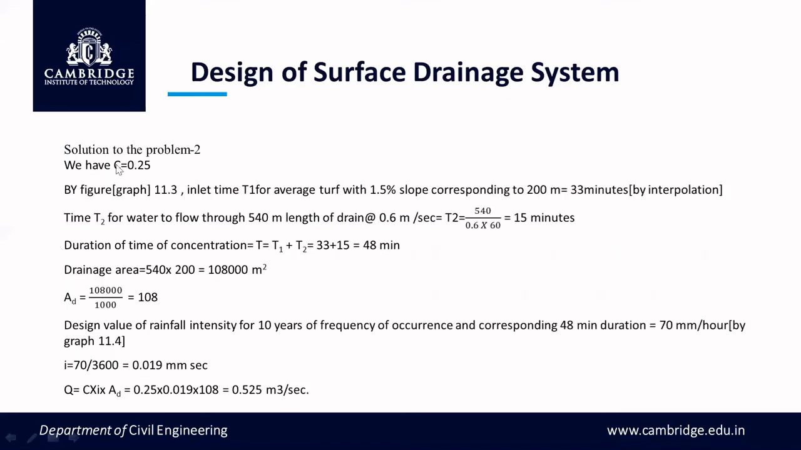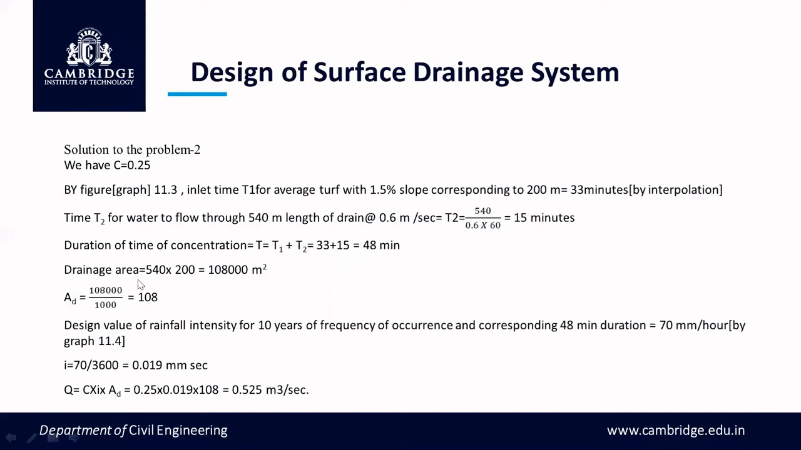Now, we have C is equal to 0.25. By graph 11.3 of the Gestone Canal, the inlet time T1 for average turf with 1.5% slope corresponding to 200 meters is 33 minutes. It is worked out by interpolation. The time T2 for water to flow through the 540-meter length of drain at 0.6 meter per second is 540 divided by 0.6 into 60, which gives 15 minutes. Therefore, the time of concentration T is equal to T1 plus T2, that is 33 plus 15, 48 minutes.